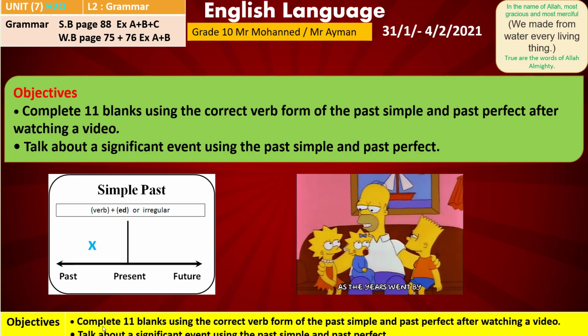It's lesson 2, grammar. It's on students' book, page 88, exercises A, B, and C, and your workbooks also are required today, on page 75, 76, exercises A and B. We have two objectives for today's lessons: complete 10 blanks using the correct verb form of the past simple and the past perfect after watching a video, and talk about a significant event using the past simple and past perfect. So let's begin.